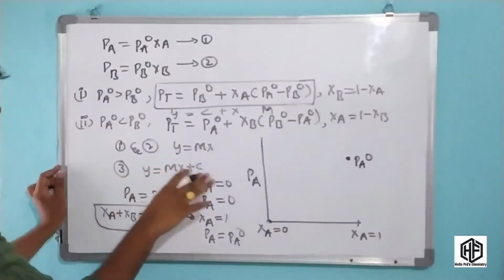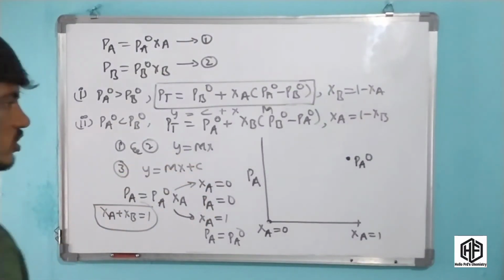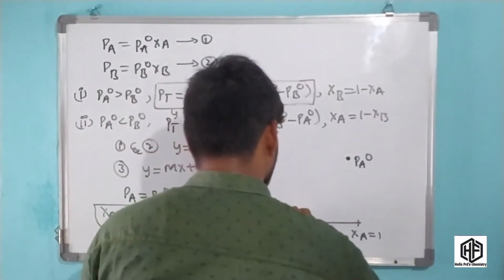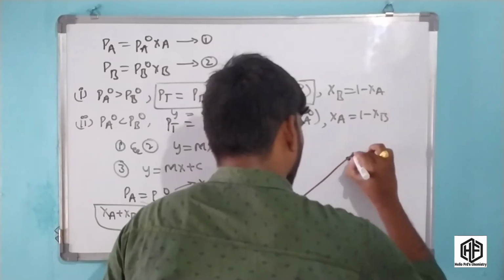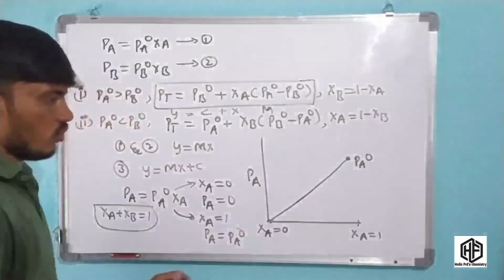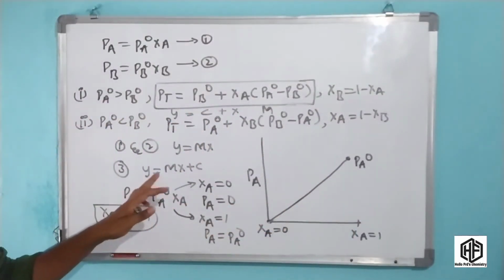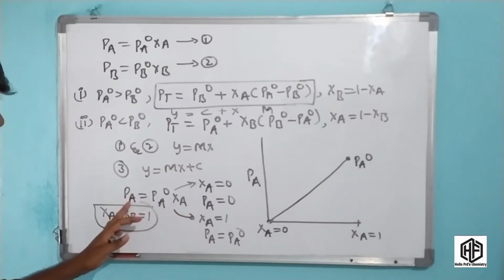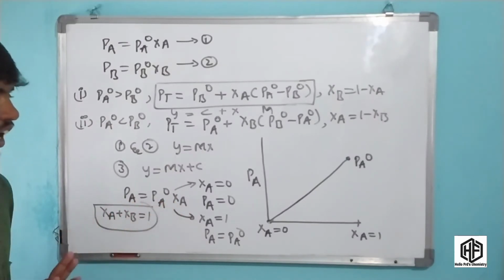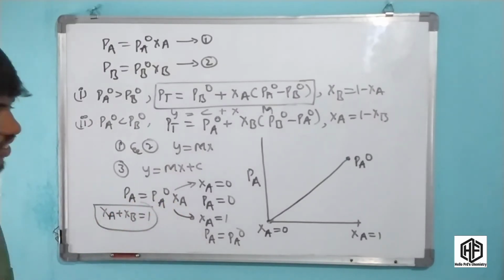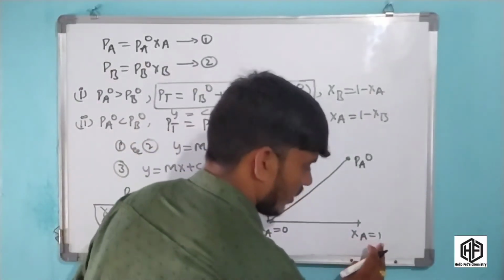Now, y is equal to mx. The graph of y is equal to mx is a straight line. Okay, friends, these two points are like this. This is the graph of y is equal to mx, in this case the PA is equal to PA naught zeta A equation.